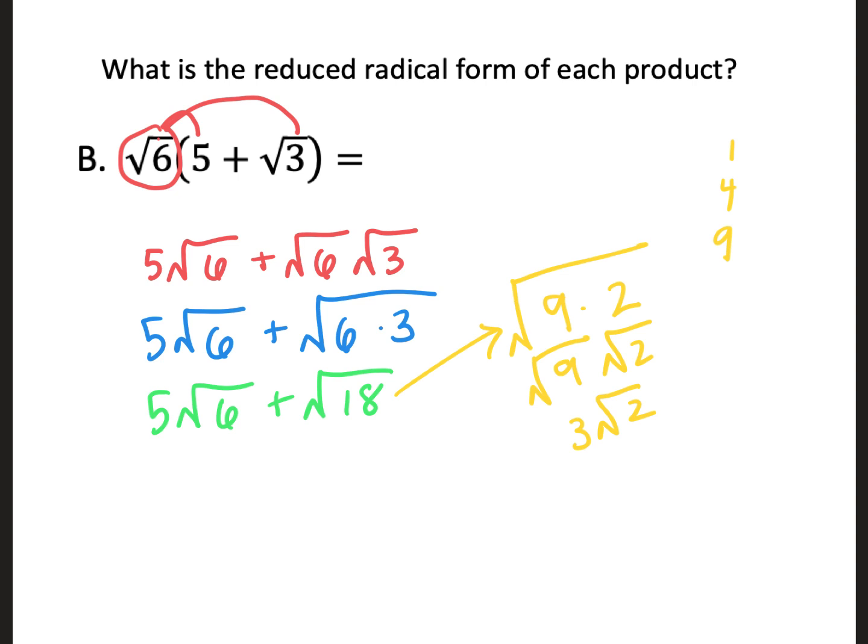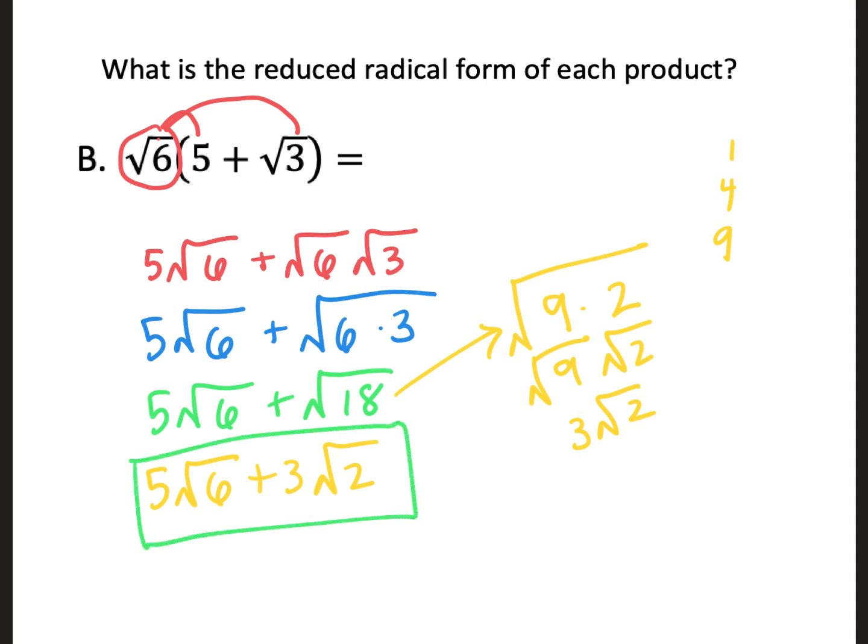6, I can't break it up. I can't divide it by 4, I can't divide it by 1, so we're going to have 5 root 6 plus 3 root 2. And again, I can't combine these because my radicals are different. They have a different number underneath, so we can't actually add them together. They don't have like radicals. So this is going to be your final answer.